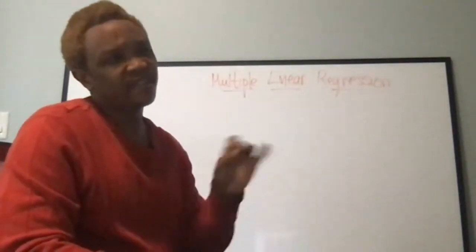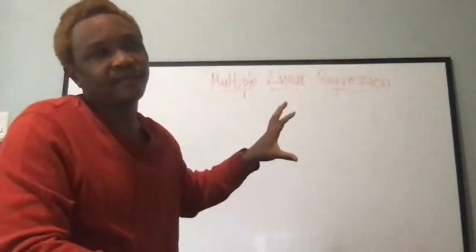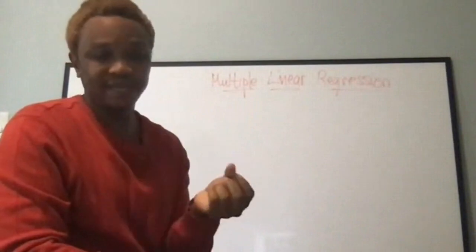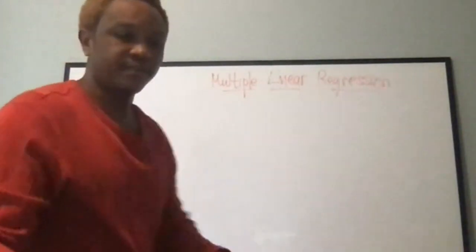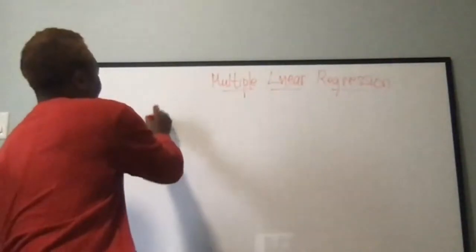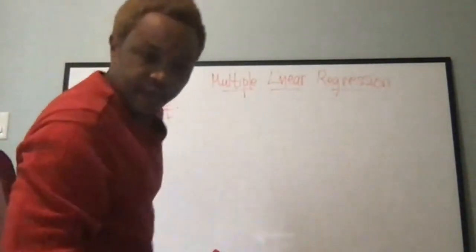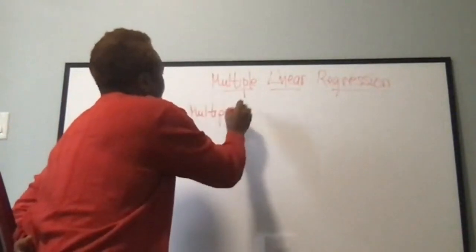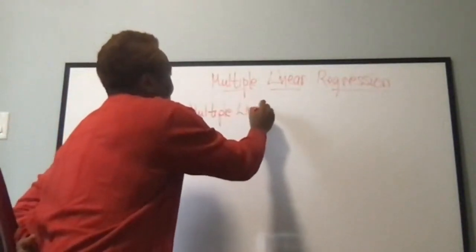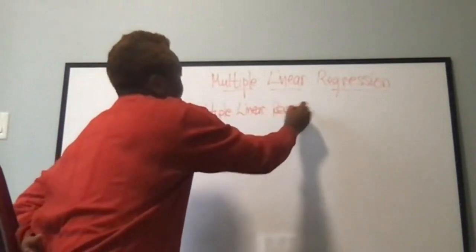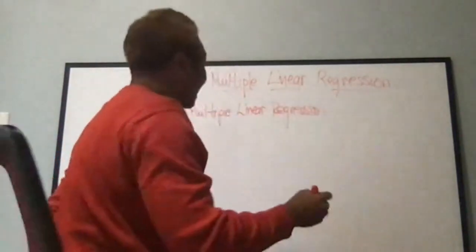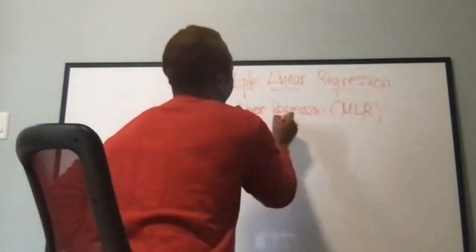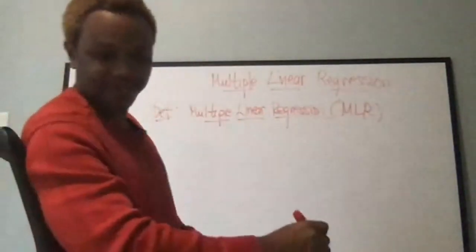Okay, so all that summation was limited to simple linear regression, but for multiple linear regression, we're going to rely on Excel to do this stuff. So let's start with a definition. Let's say multiple linear regression. Because I'm lazy, I'm just going to say MLR in the future. Nobody's got time to write all that stuff every time.